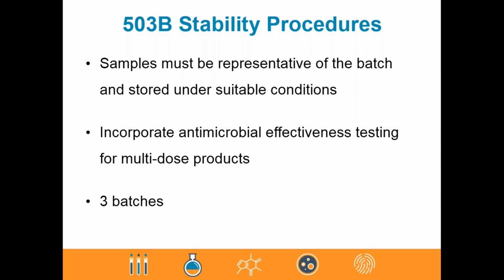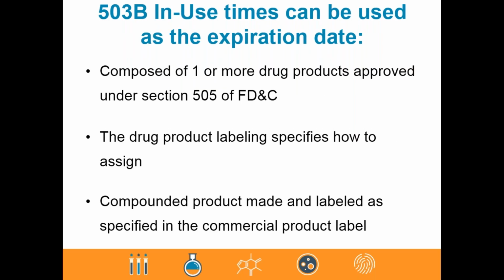Okay, so the samples must represent the batch, so collect samples from throughout the batch that are subjected to the stability program. If it's a preserved product, you need to do USP 51, and you must do 3 batches. They want you to do 3 batches to show consistency or reproducibility of the stability profile. On the 503B side, it also says that you can use in-use time that's in the labels of the commercial product if you're meeting this criteria.